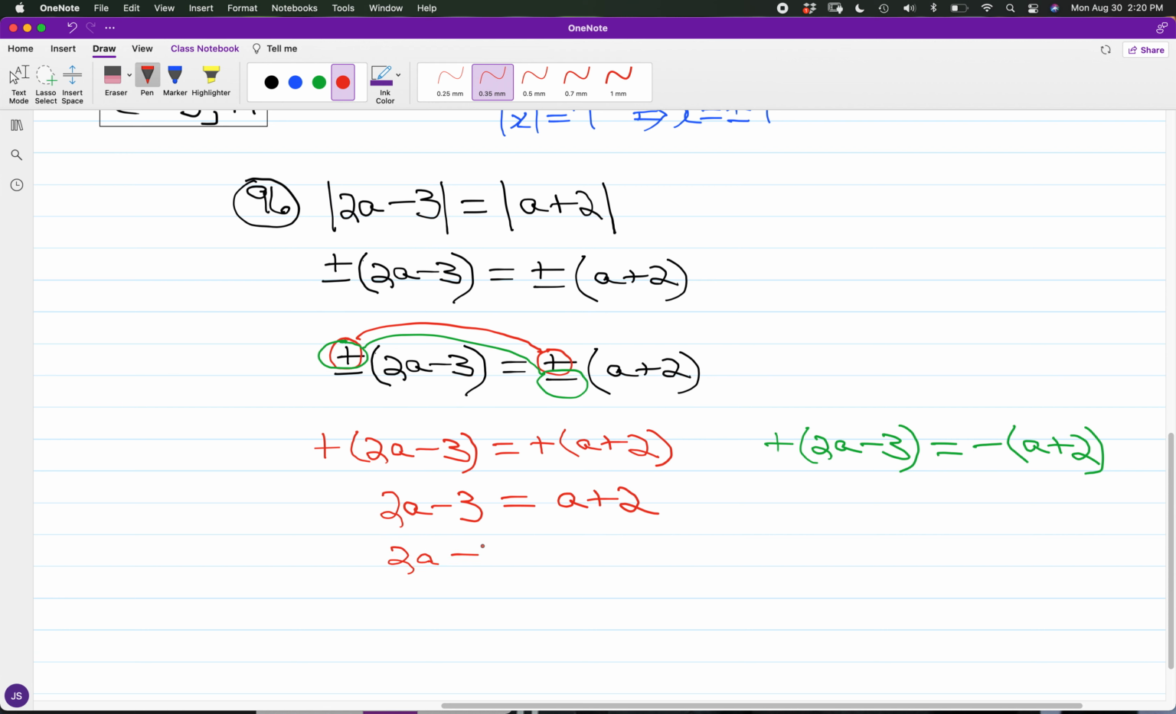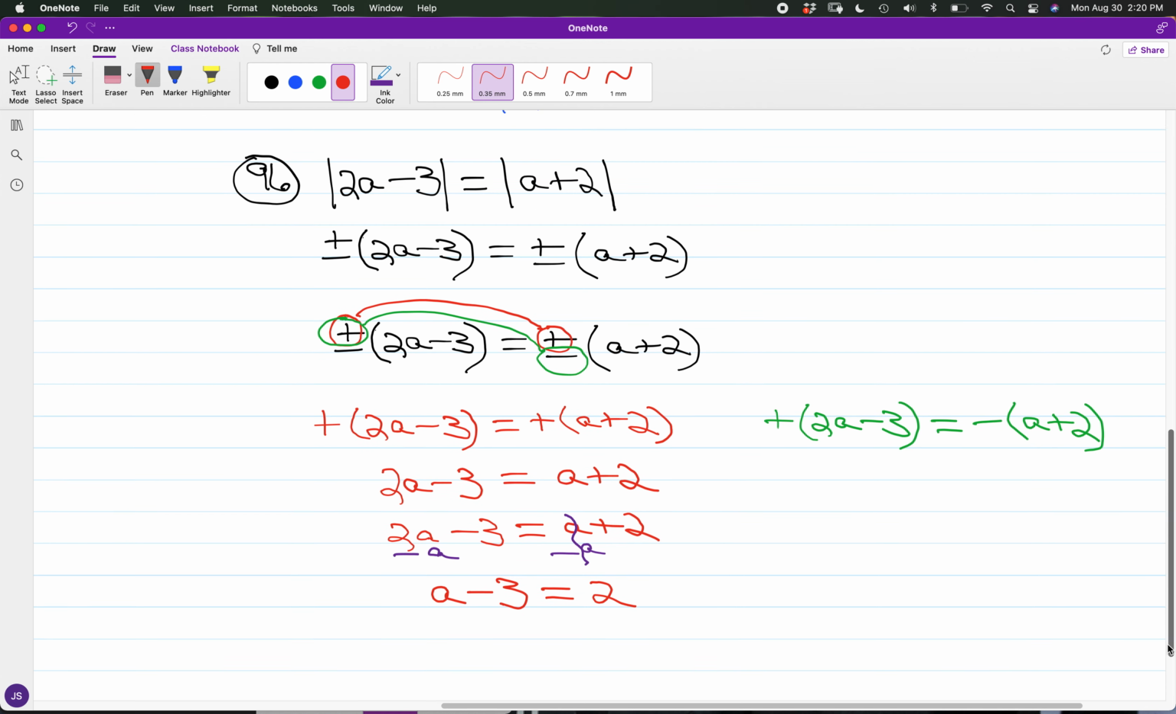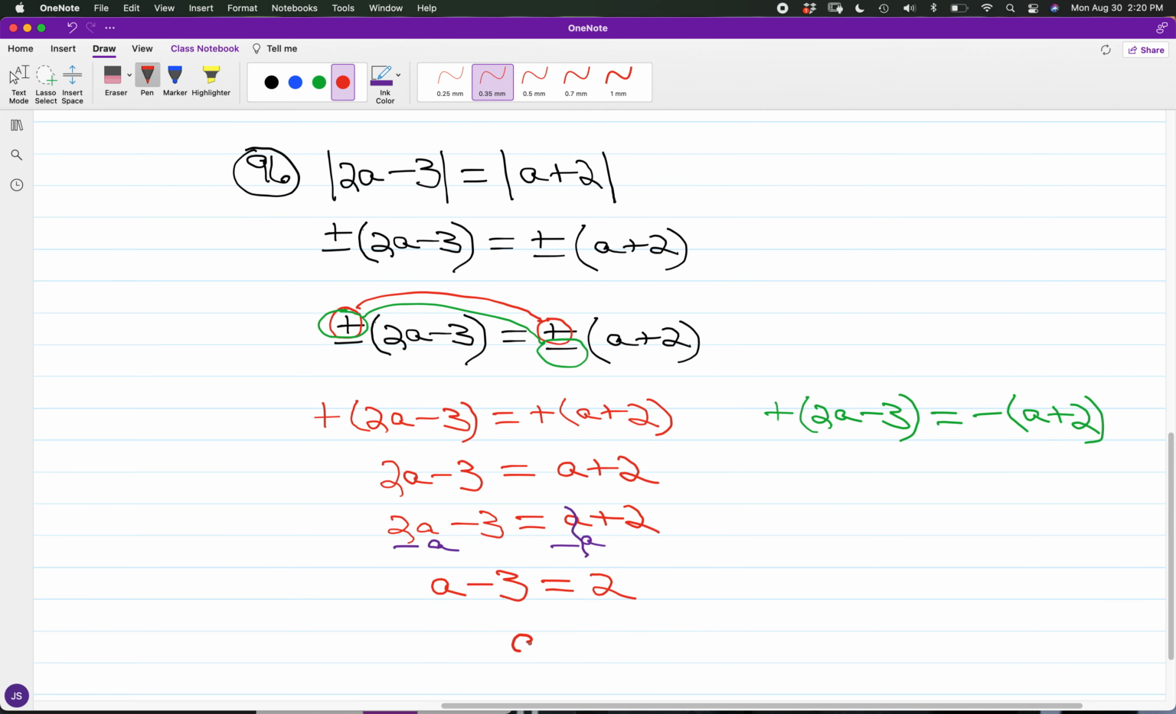All right, so you have two sets of like terms on opposite sides. To solve for a, we have 2a and a, and I can just take away the smaller variable term. So 2a minus a is a, and we have that a minus 3 is equal to 2. Adding 3 to both sides, we have a solution with a equal to 5.